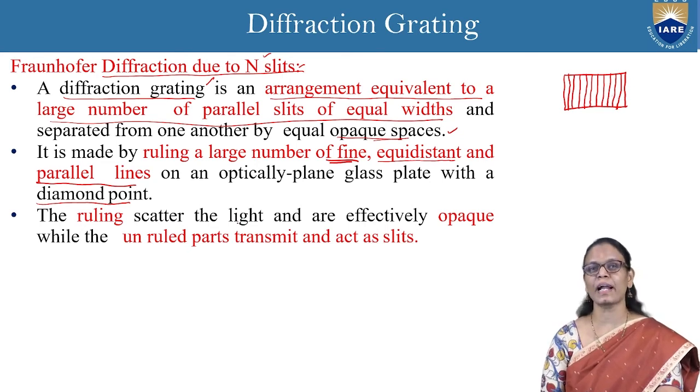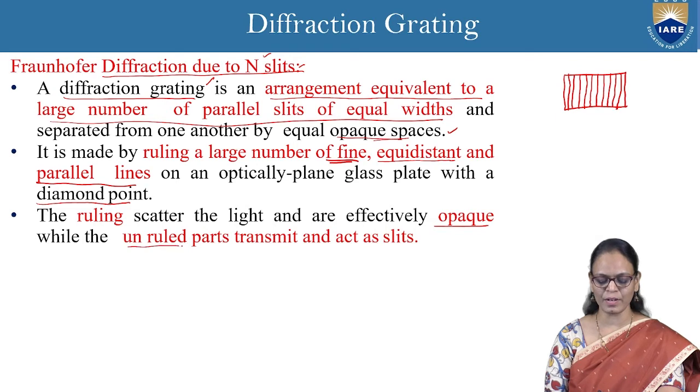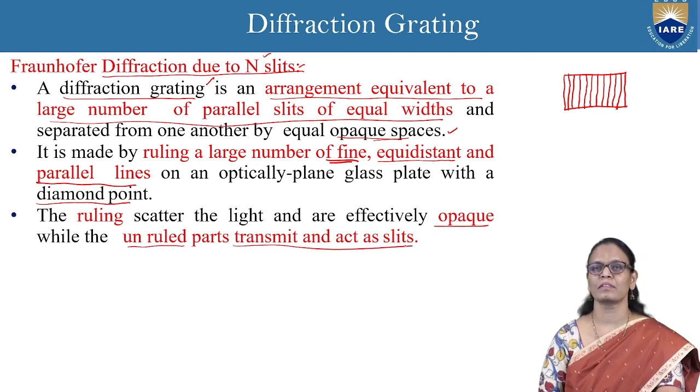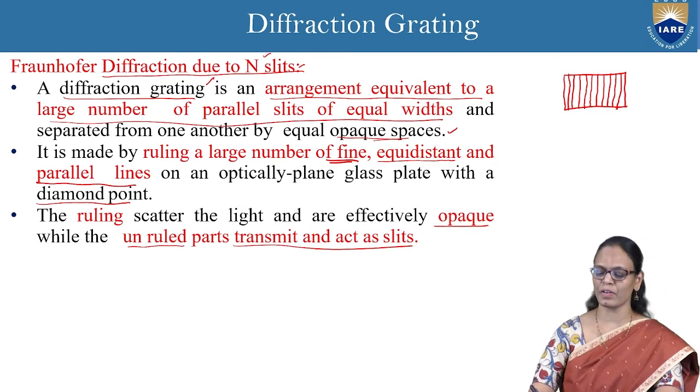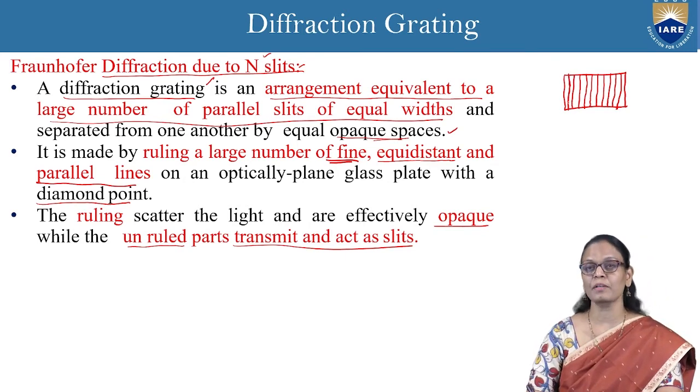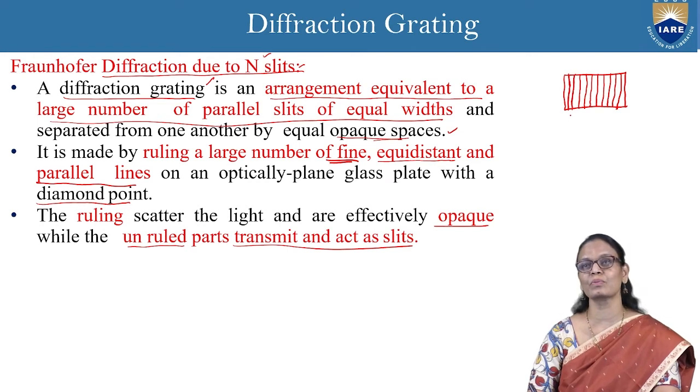Now the ruling will scatter the light and is effectively opaque, while the unruled parts transmit the light and will act as slits. So you understood here, wherever we have drawn a line, that part becomes opaque, and this is another line, this is opaque. So the space between the two is transparent, through which light can pass. From these two opaque regions, I say this is A and B, through which light cannot pass. But the space between A and B is transparent, through which light can pass. So that will transmit the light.